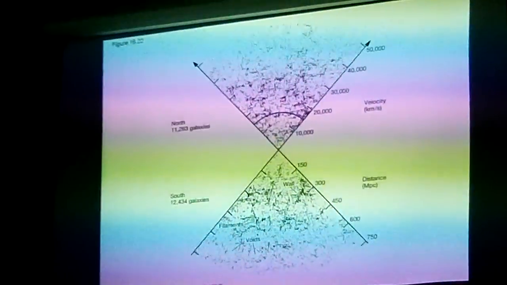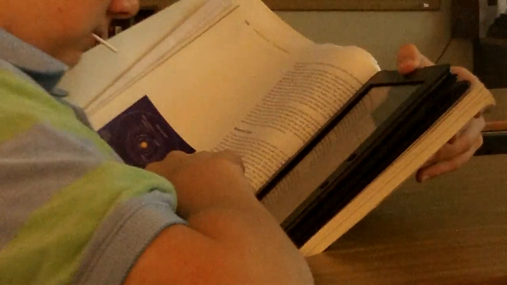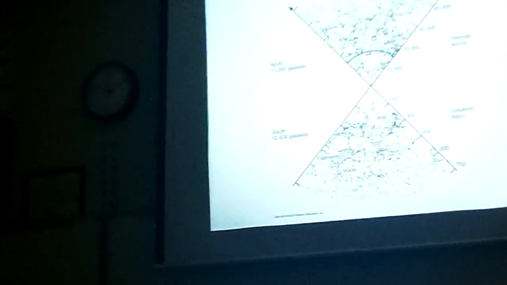This is even going farther back. Every dot is a galaxy. That line shows the Great Wall. Here's another. You see that line? See there's kind of a bubble-looking thing there? Beyond that, we don't see any larger structures.